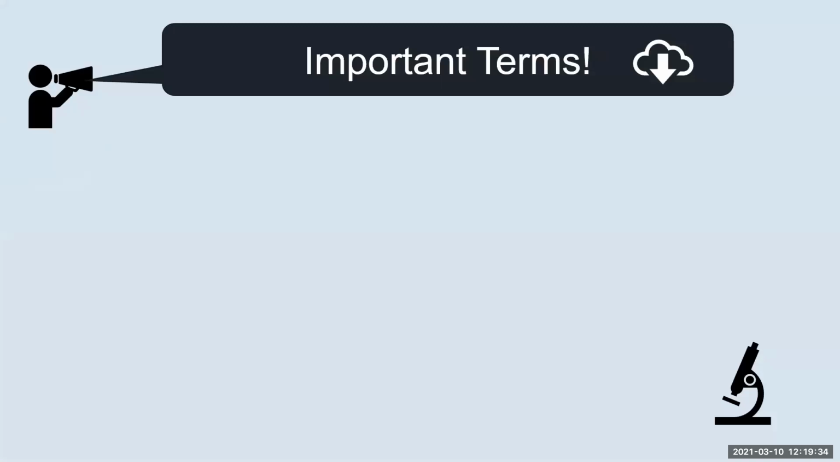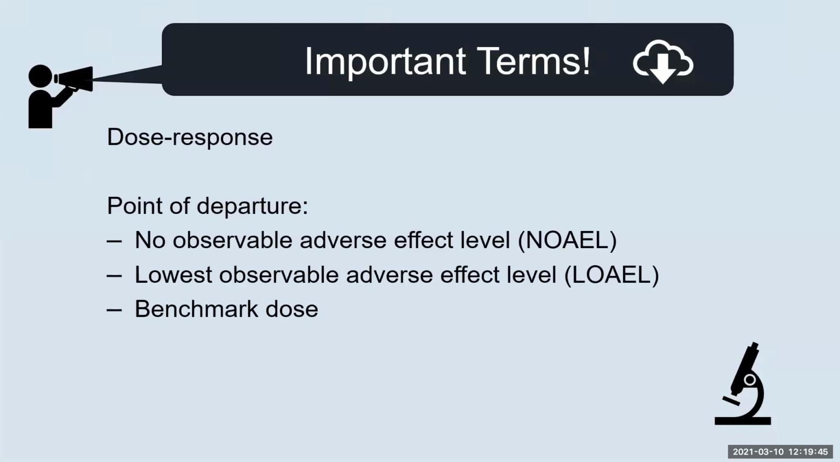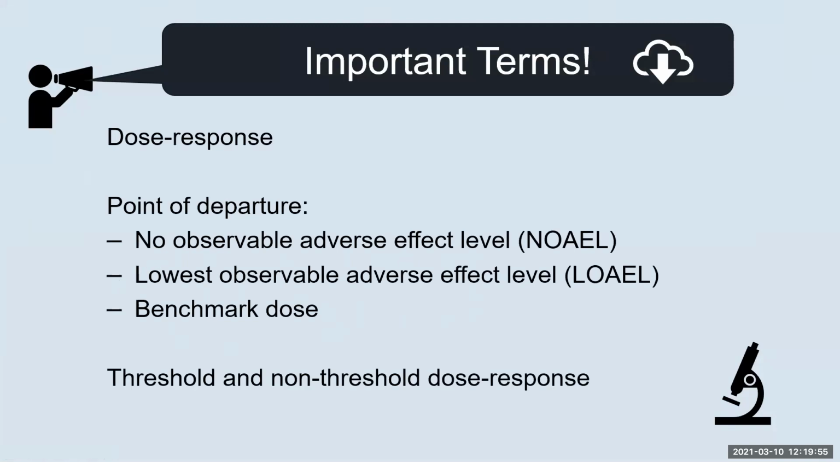Some more important terms: dose response and the dose response relationship. I will discuss these terms and concepts in the following slide in a bit more detail. More Tox 101: a point of departure, your NOAELs, your LOAELs, that's the no observable adverse effect levels. It's also benchmark dose, and also the concepts in and around a threshold and a non-threshold dose response, or a carcinogenic and non-carcinogenic. Threshold is non-carcinogenic, and non-threshold is carcinogenic, which can get a little bit confusing sometimes.